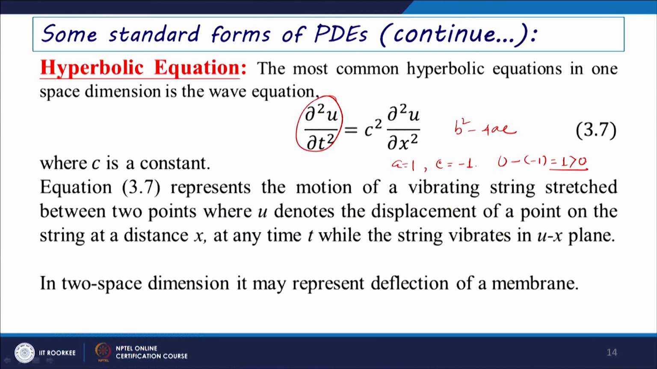This class of problems appears when we consider the motion of a vibrating string stretched between 2 points, where u denotes the displacement of a point on the string at a distance x at any time t, while the string vibrates in the ux plane here. In 2 space dimensions, it may sometimes represent the deflection of a membrane.